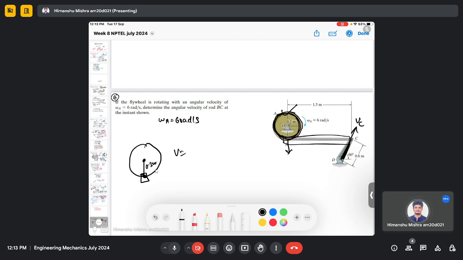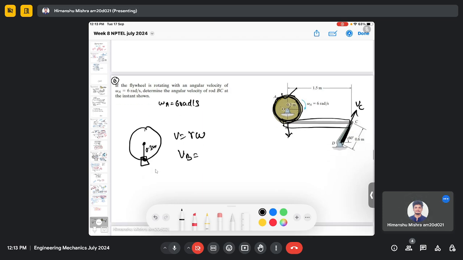Which will be given as V equals R omega. So this is VB equals R omega A. VB equals 0.3, right, multiplied by 6. This omega is 6, so VB is 1.8 meter per second, right? So we got the magnitude 1.8 meter per second.